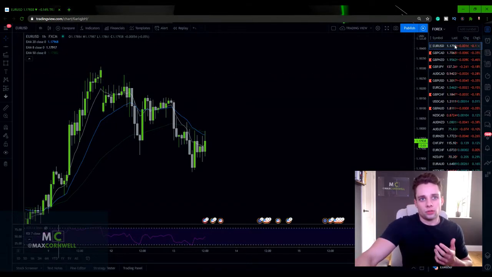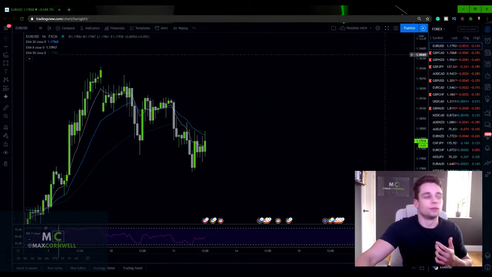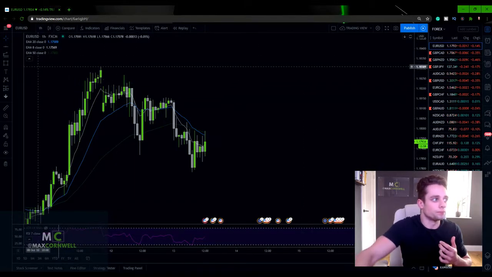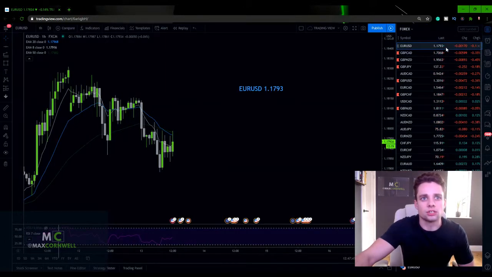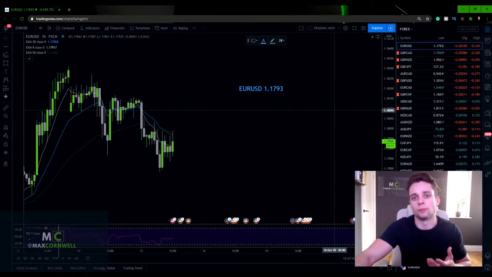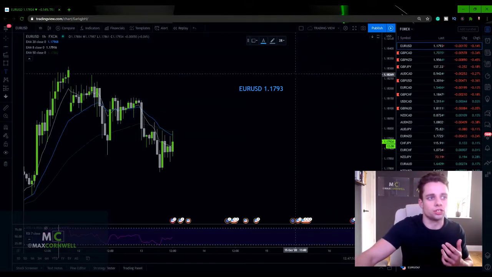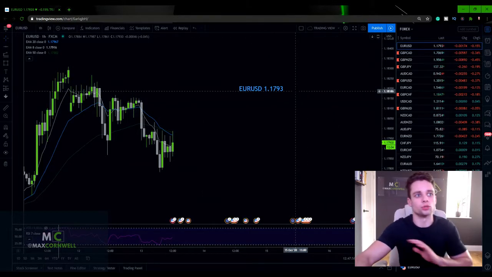But if you take a look here, we'll use Euro US dollar as the example. If you take a look where my cursor is, to the top right hand side of the screen, it says Euro US dollar, then next to it we've got the quote of the currency. It says 1.1793. If you see there's actually a smaller number there as well, and that is a fractional pip. You don't actually have to pay attention to that, so I won't write it, we'll just ignore it.